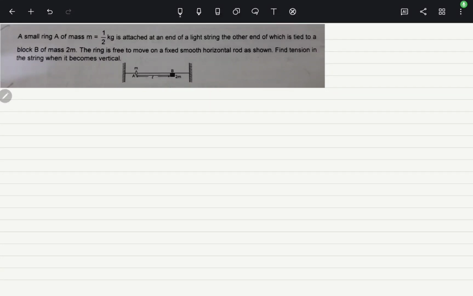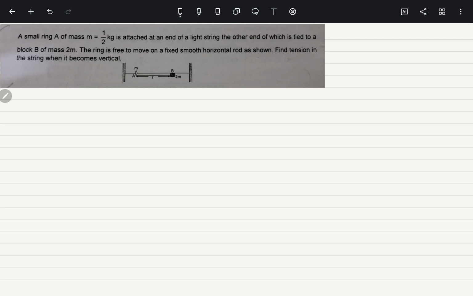Okay, so in this question, a small ring A of mass m is attached at one end of a light string, the other end of which is tied to a block B of mass 2m. The ring is free to move on a horizontal rod. Find the tension in the string when it becomes vertical.